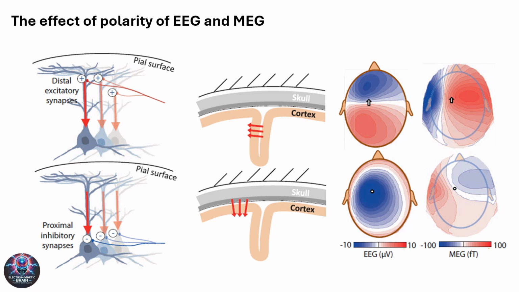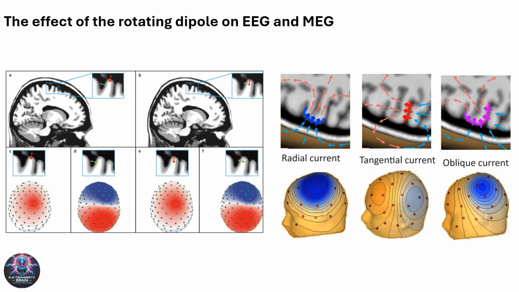Depending on the location of the active neurons on the cortex, currents flowing away from or towards the cortical surface can effectively be oriented perpendicular, on the gyral crown, or tangential, on the sulcal wall, to the head surface. Typical EEG and MEG topographies for source configurations are shown in the right side column. Another parameter that should be taken into account is the impact of the rotation.